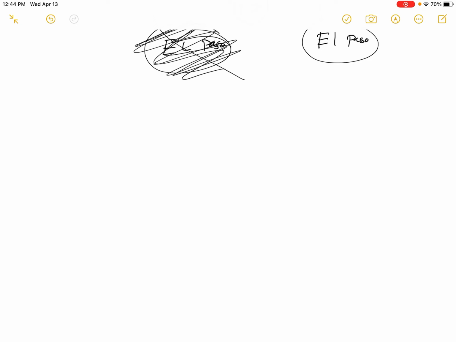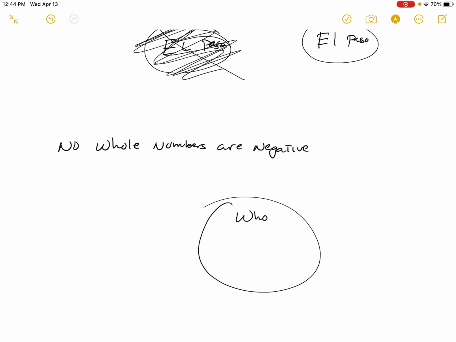What about something like this? No whole numbers are negative. Let me just start with that first statement. How are we going to draw that? No whole numbers are negative. So here's my whole numbers. And what if I don't want any of them to be negative? What if I don't want my negatives to be associated? Well, then I just draw my negatives out here. There's my negatives. None of them are whole numbers. Perfect. That's how you draw that.